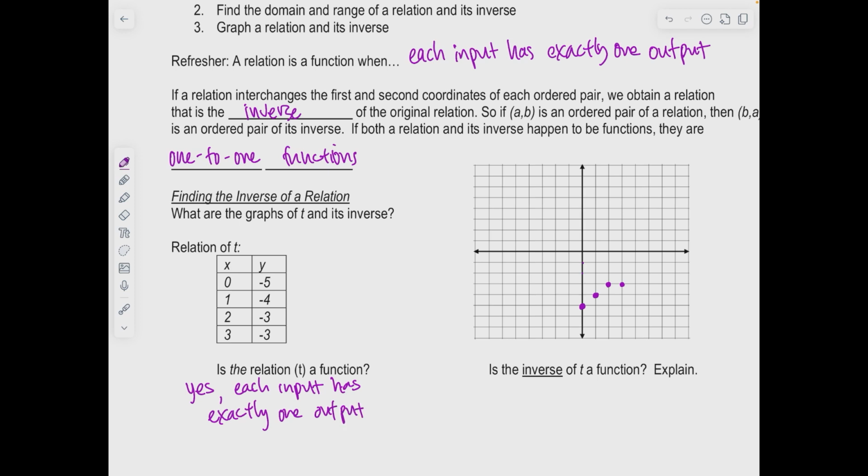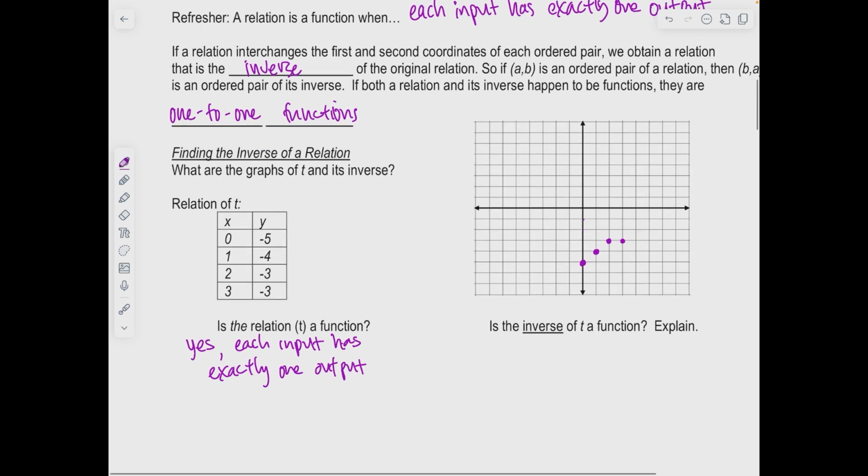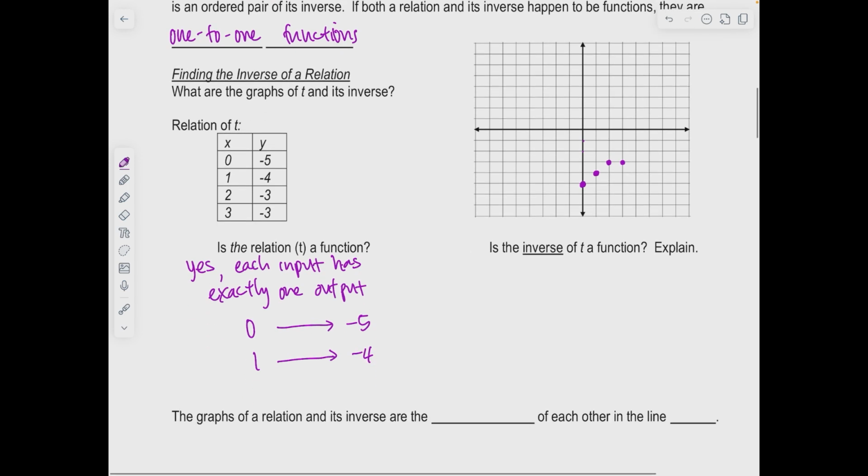Okay, so what that means is 0 is the input and it has one output, -5. 1 is an input and it has one output, -4. 2 is an input and it has exactly one output. 3 is an input and it has one output. Even though it's the same as 2, each input has only one output.